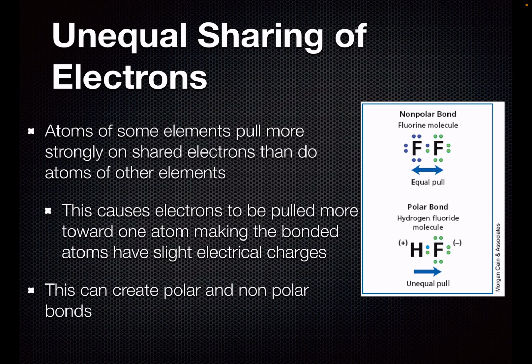So this example here, when they're talking about a polar bond, hydrogen and fluorine. Fluorine has 7, hydrogen has 1. So there's an unequal pull pulling the electrons towards the fluorine side of that. And so that's going to make a positive and a negative side to the molecule, which is called a polar bond. Okay, nonpolar is when there's no specific positive or negative. Polar is when one side is positive and one side is negative because the electrons are being pulled more to one side.